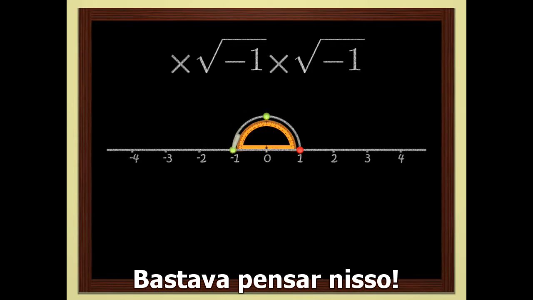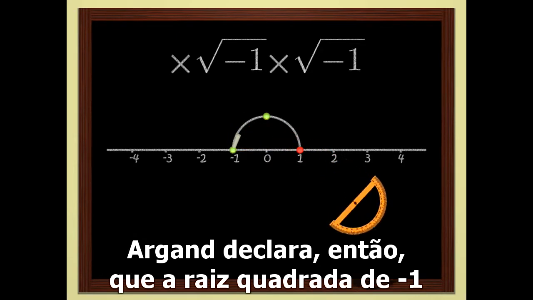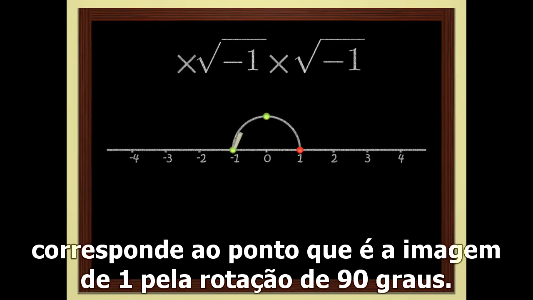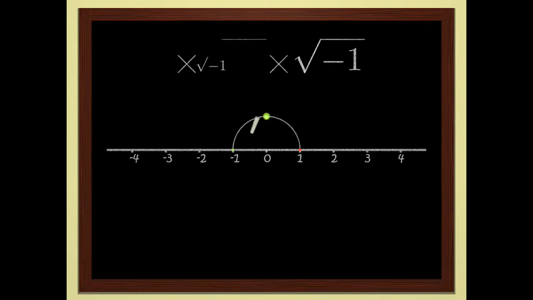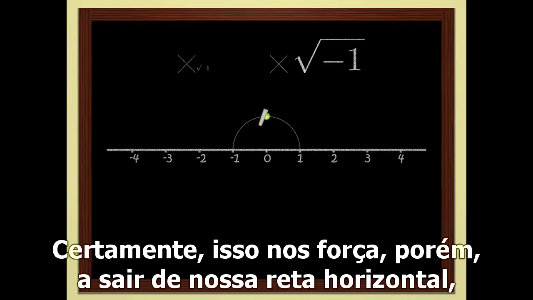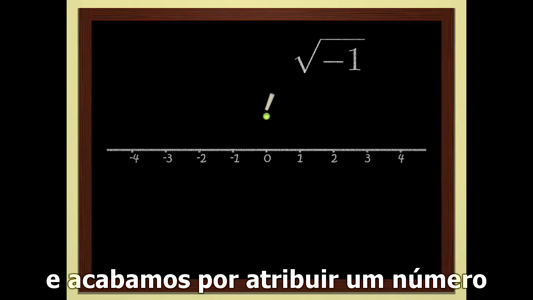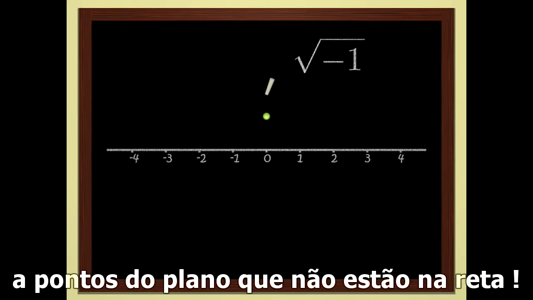Argand decided, therefore, that the square root of -1 is represented by the point which is the image of 1 by a 90-degree rotation. But of course, this forces us to leave our horizontal straight line, since we have just agreed to associate a number to a point in the plane which is not on the line.